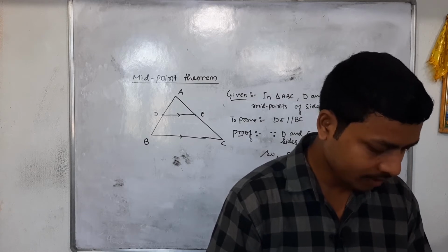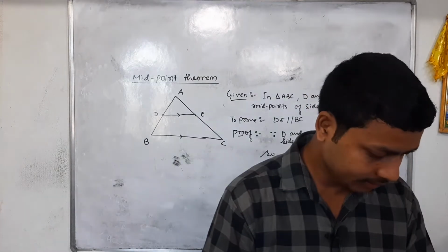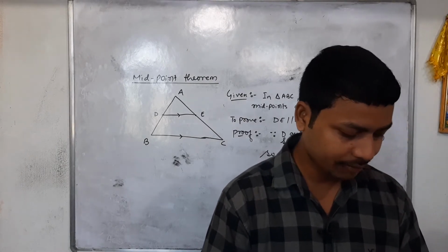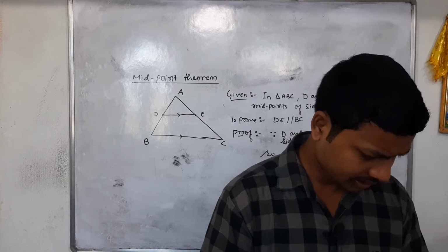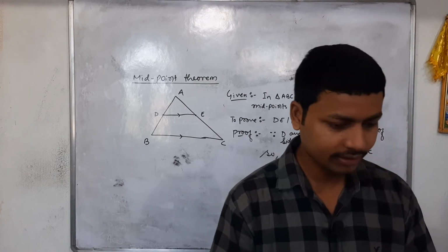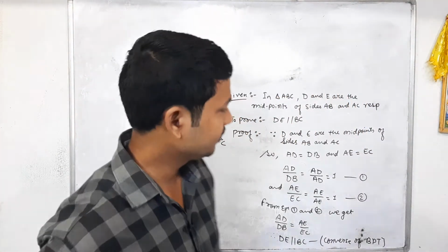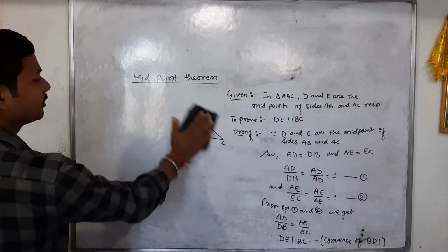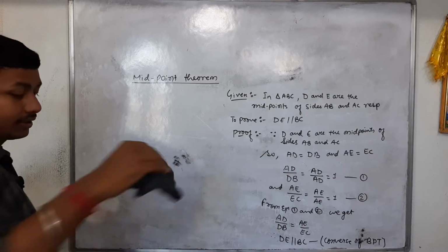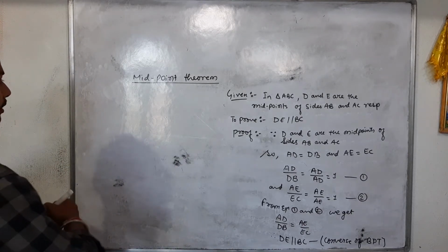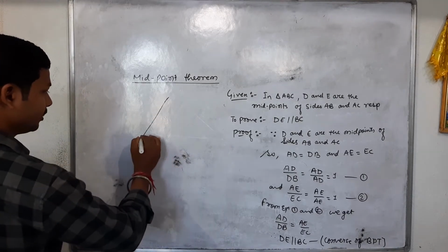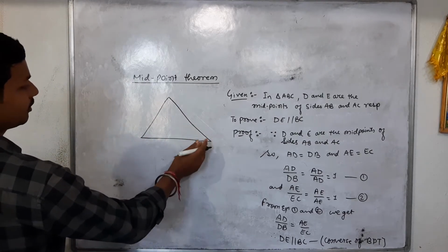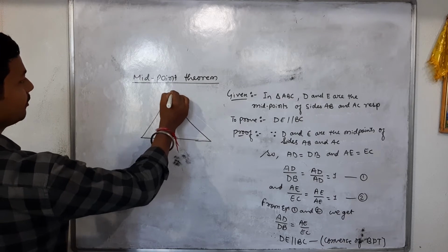The second one is just the inverse, and simply we can say it is the converse of the midpoint theorem. Prove that a line drawn through the midpoint of one side of a triangle parallel to another side bisects the third side. See, the second one is saying that, consider a triangle ABC.